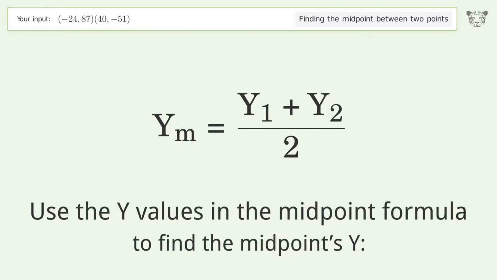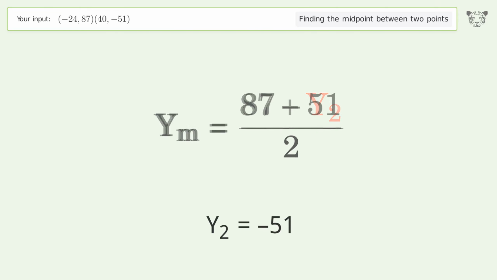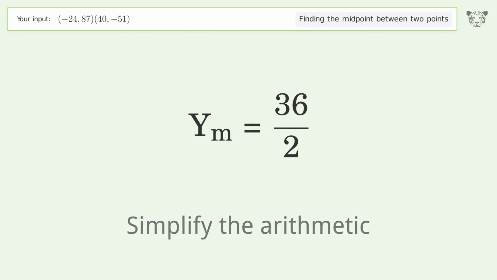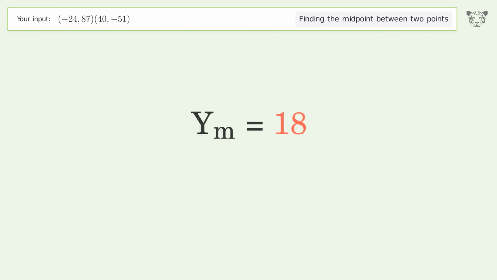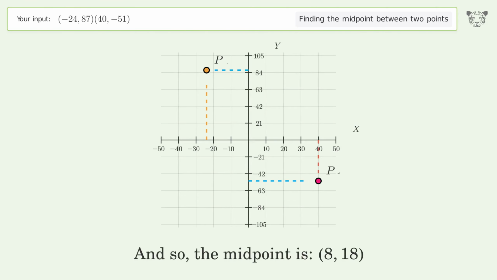Use the y values in the midpoint formula to find the midpoint's y. y1 equals 87. y2 equals -51. Simplify the arithmetic. And so, the midpoint is 8, 18.